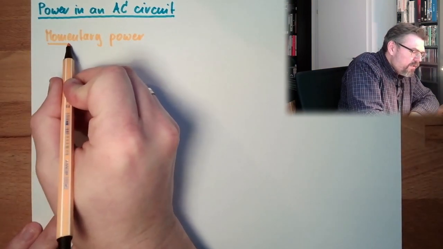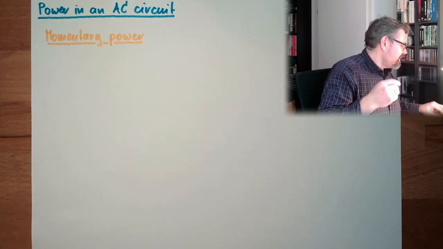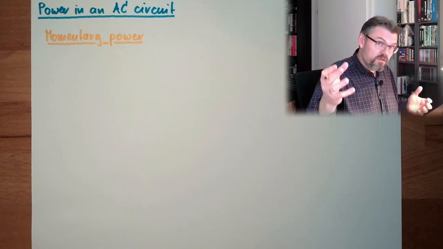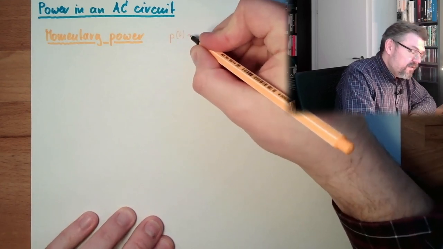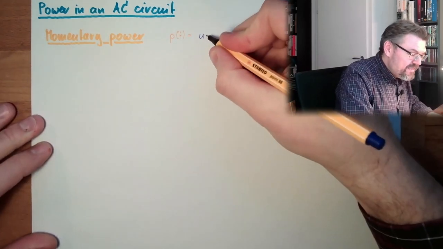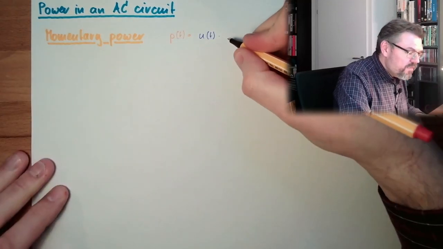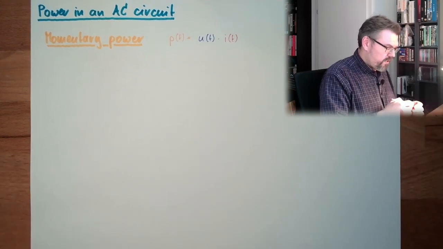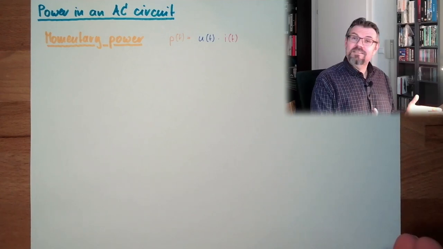That's the power we currently have at this exact moment in time. And since voltage and current are changing, this power is also changing. So I write it with small letters. My power, depending on the time t, is my voltage at exactly this time t multiplied by the current at exactly this time t. You see? That's it. Finito. That's power in an AC circuit.